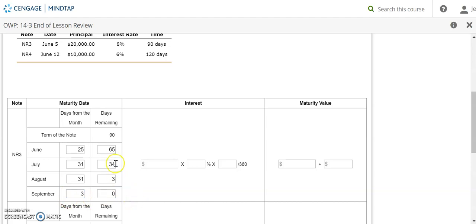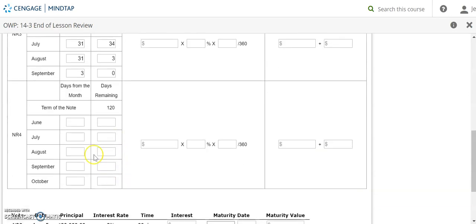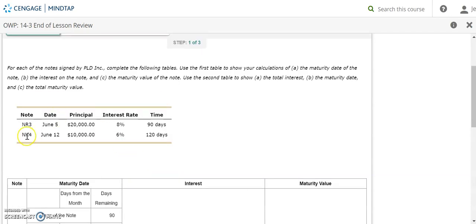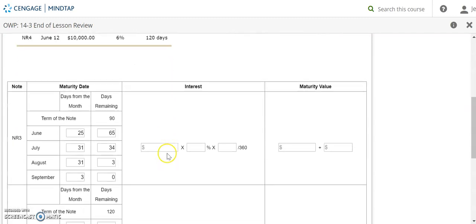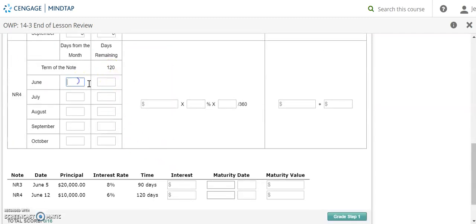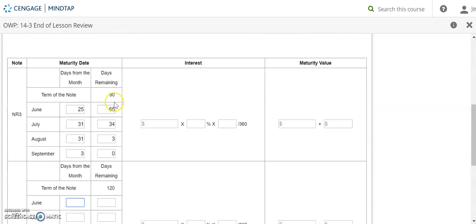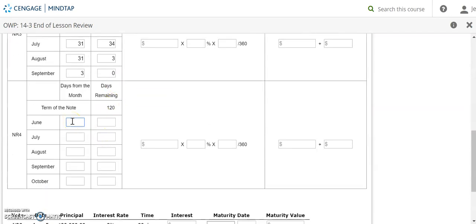Okay, now I'm just going to go down to the next one and I'm going to do the same thing for the next one. Okay, so we're sticking with that same thing. So our next one was signed on June 12th and it's a 120-day note. So we're going to do the same thing we did before. There's 30 days in June. So 30 minus 12 means that we're going to use 18 days from June. Okay, we're then going to take 120 minus 18. And we have 102 days left.